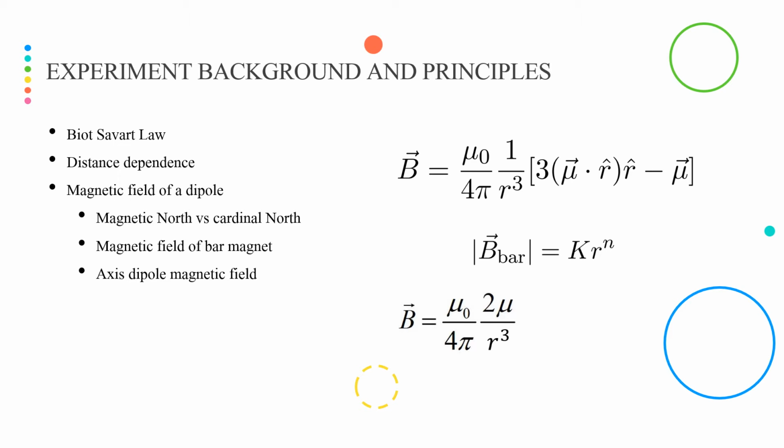Experiment Background and Principles. In this experiment, in order to calculate the desired values, we will be using the Biot-Savart law, the idea of distance dependence, which means that the observed magnetic field at an observation location varies depending on how far away it is from a magnet, magnetic field of a dipole, magnetic north versus cardinal north, which means that the Earth has a magnetic field which is different and points in a different north than the direction north you would find on a map, magnetic field of a bar magnet, and an axis dipole magnetic field, all of which are illustrated in the equations to the right on this slide.